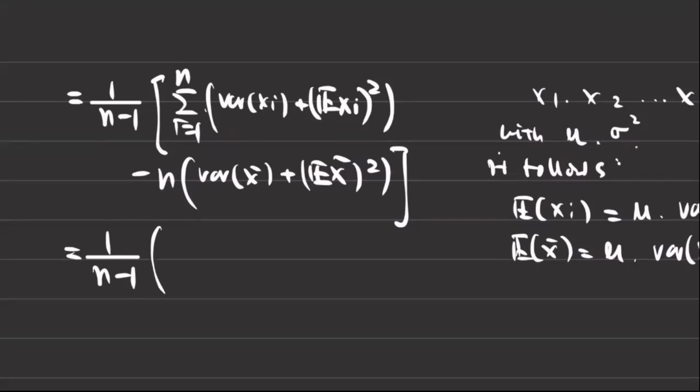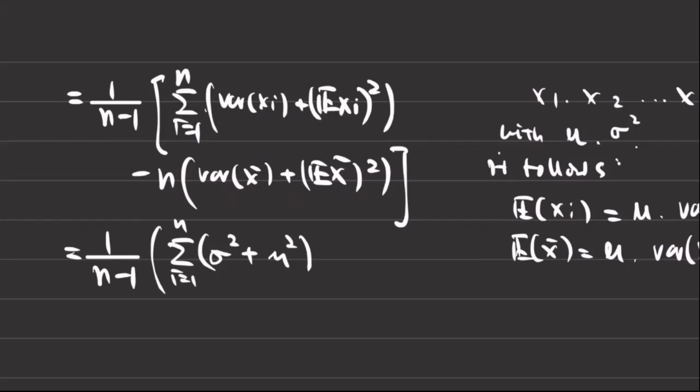Now, here's when things get really interesting. The sum stays the same, so let's copy that down. That doesn't change. Notice that here is a variance, and here we have an expectation of xi. The variance is just sigma squared. And then you have what? This expectation of xi squared, right? That's just mu squared. So plus mu squared.